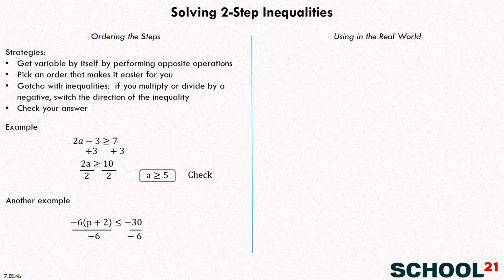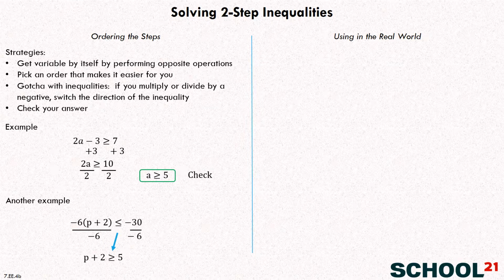So negative 6's will cancel, like we explained earlier. And on the left-hand side, you'll just have p plus 2. And then on the right-hand side, you'll have negative 30 divided by negative 6. You can probably do that in your head from times tables. 30 divided by 6 is 5. It's a negative divided by a negative, so it's going to be a positive. So it'll be positive 5. But watch the tricky thing here. So we'll have p plus 2 on the left-hand side and positive 5 on the right-hand side. But look what we did to that inequality.